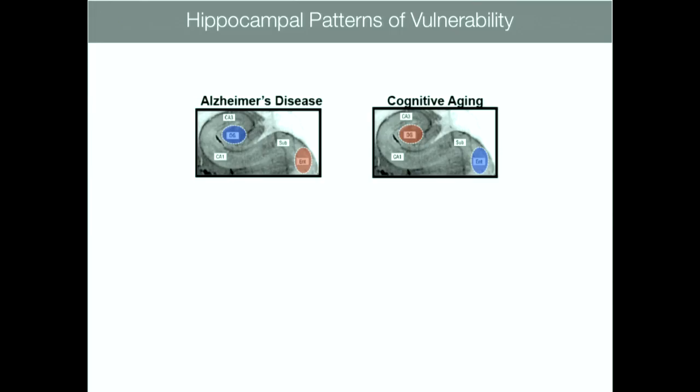So by using this technique in multiple studies in patients and in healthy elders, in animal models, we have these interesting patterns of hippocampal vulnerability as illustrated here. So the red is meant to show areas that are most affected by a disorder, and the blue least affected. And the interesting thing, which we did not expect, is you almost see what we call a double anatomic dissociation. There's complete difference between Alzheimer's and cognitive aging.